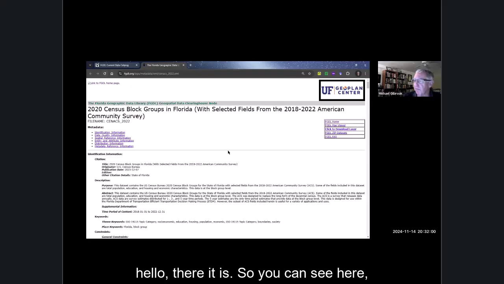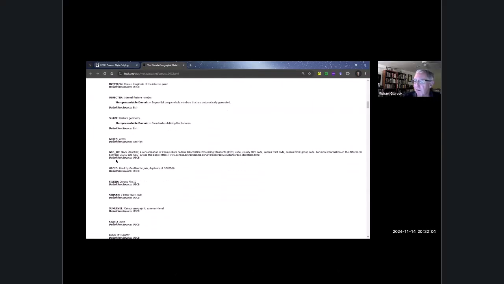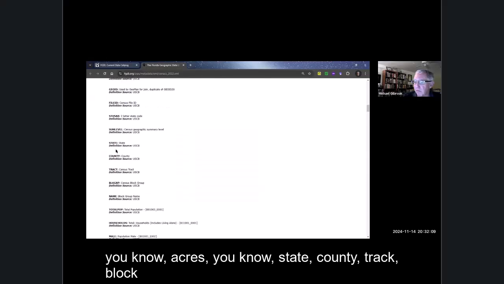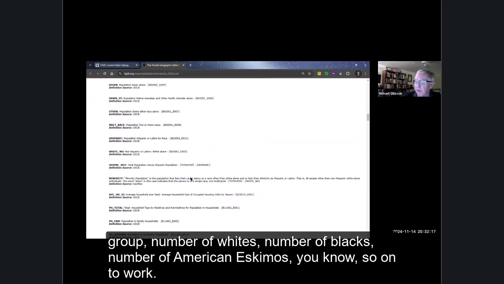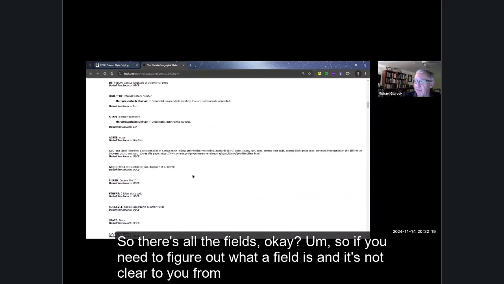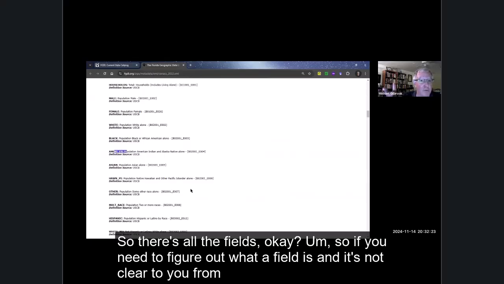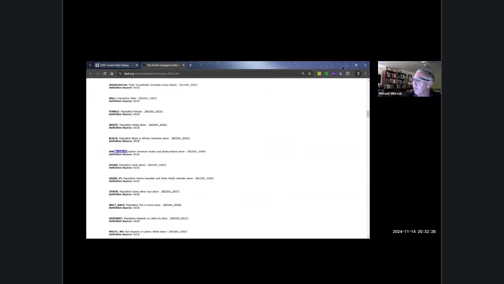Hello, there it is. So you can see here acres, state, county, tract, block group, number of whites, number of blacks, number of American Eskimos, and so on and so forth. So there's all the fields, okay? If you need to figure out what a field is and it's not clear to you from its name, you can go to that metadata page and look it up.